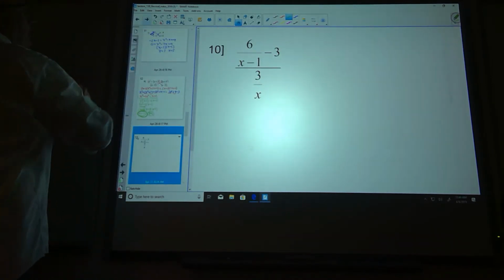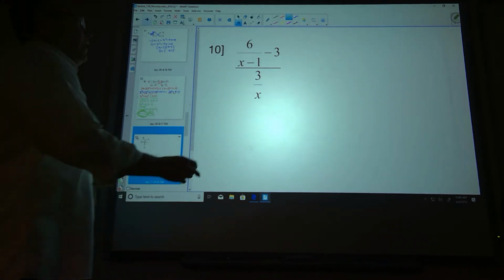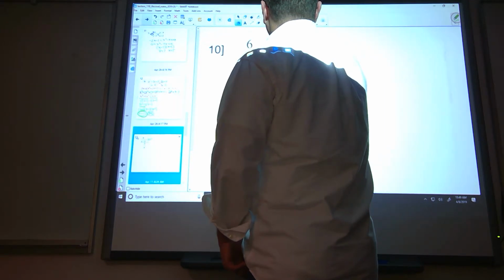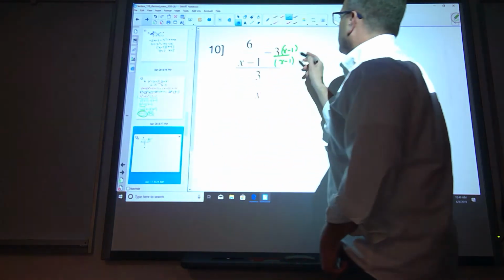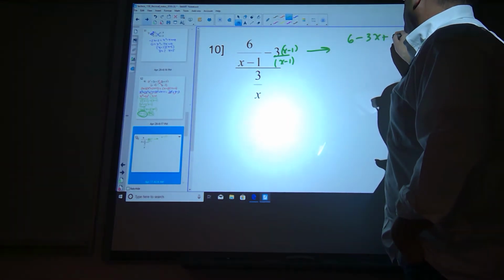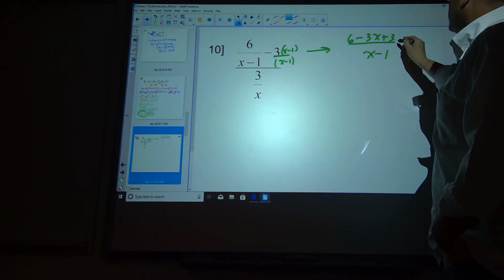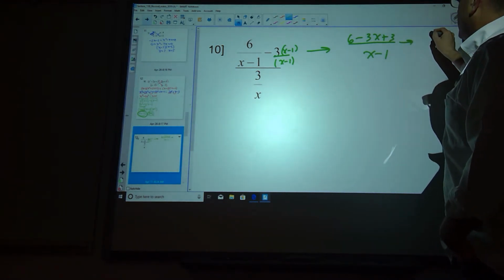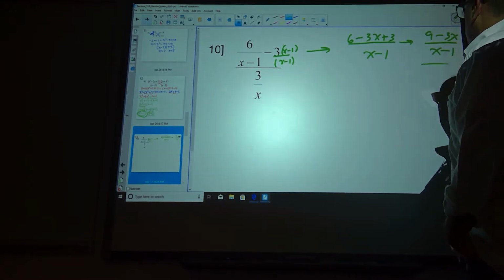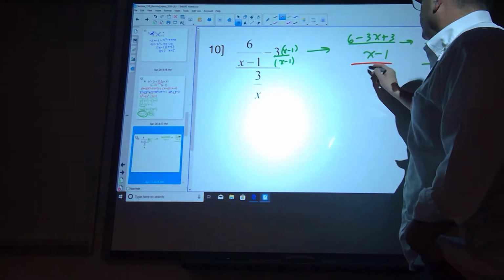Ready? Yeah. Oh, okay. All right, so I'm going to multiply this by x minus 1 over x minus 1. So let's just take care of the top first. So I'm going to get 6 minus 3x plus 3 over x minus 1. Clean that up. So I'm going to get 9 minus 3x over x minus 1. Okay, let's clean this bottom up. Oh, the bottom doesn't need cleaned up.